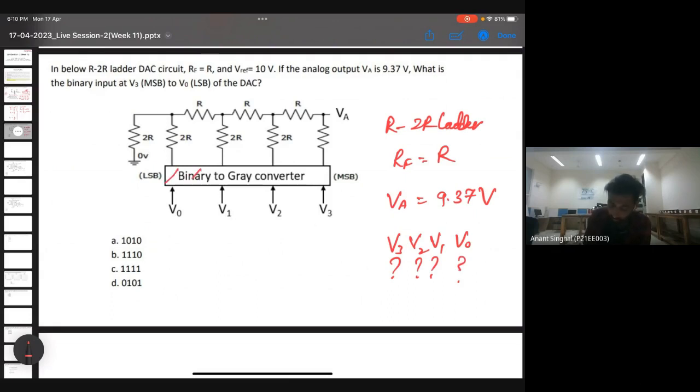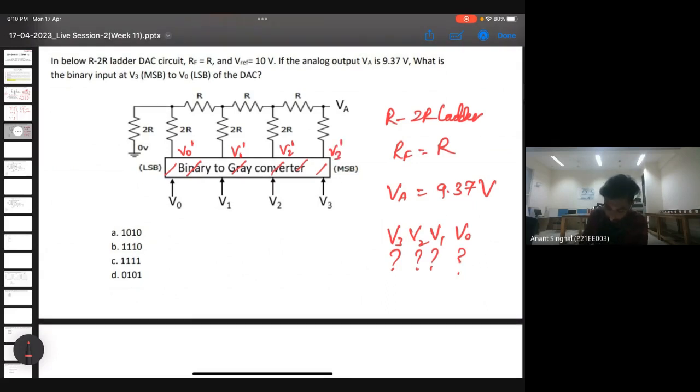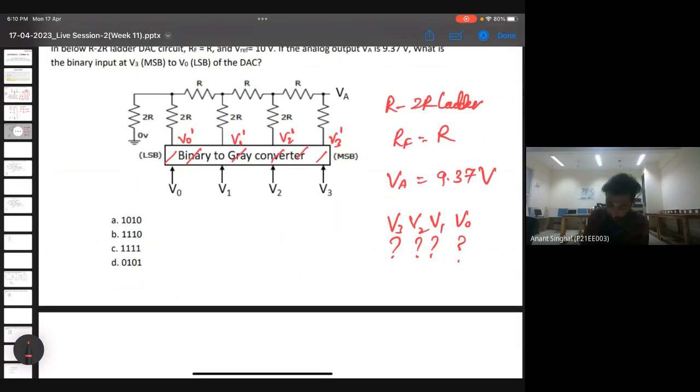As you can see here, there is a binary to gray converter attached to the circuit. Whatever input is getting here, let's suppose we are getting V0 dash here, V1 dash here, V2 dash here, and V3 dash here. Whatever output we get from the circuit will be the gray equivalent, so we need to convert it to its binary equivalent. Then we'll get the final answer. So don't get confused by the options, because they might contain both.